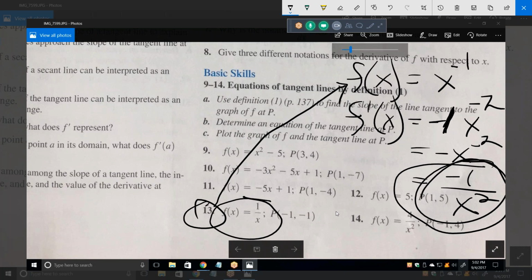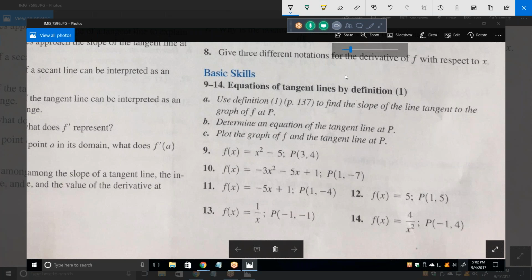Okay. Now, 14 is going to be harder still, algebra. Notice that we're going to have to do x plus h squared, so we're going to have to square that out and then combine it with another fraction that's 4 over x squared, and it's going to be a combination of number 9 and 13. What's next on your list?